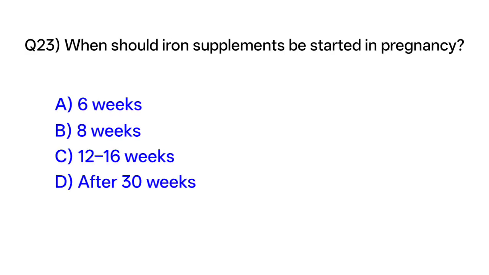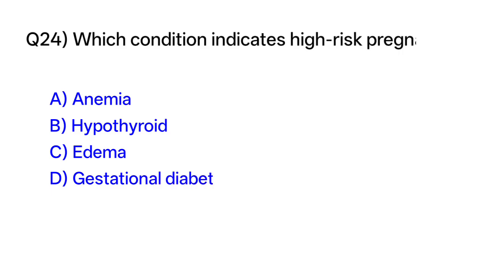Question number 23. When should iron supplements be started in pregnancy? The correct option is C. 12 to 16 weeks. Question number 24. Which condition indicates high risk pregnancy? The correct option is D. Gestational diabetes.